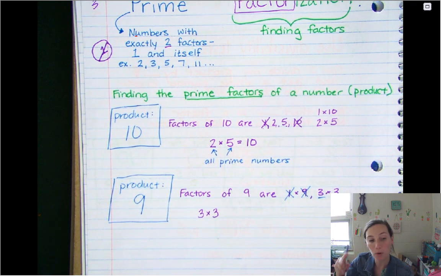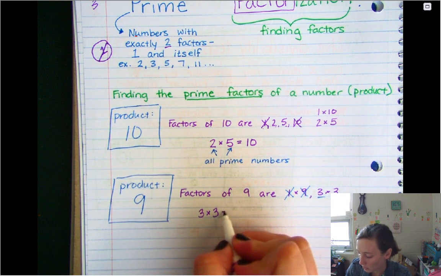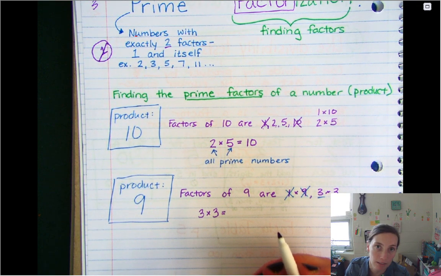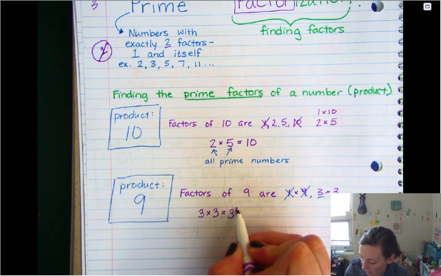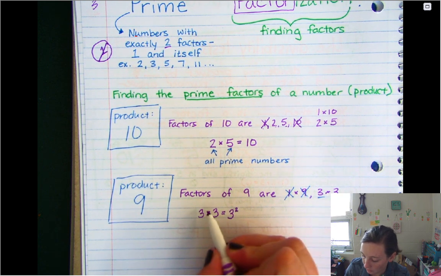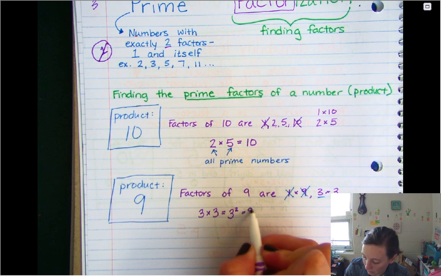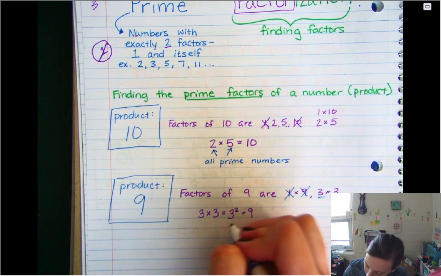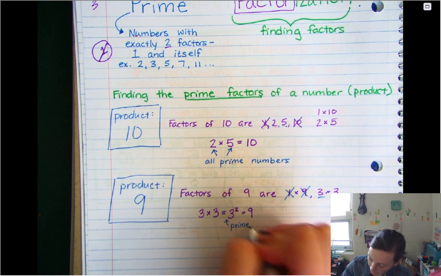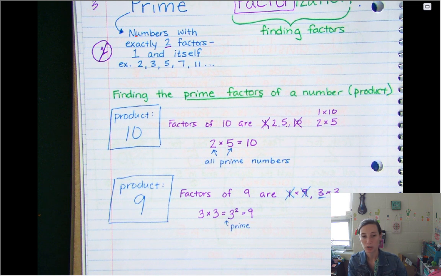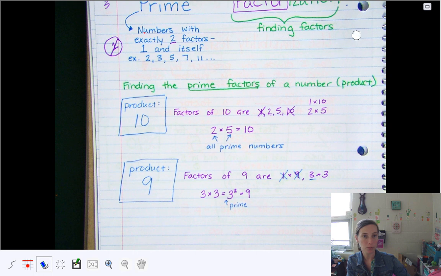But we learned earlier in this chapter, before the quiz, that we have a different way to represent this when we have the same number multiplied by itself. And that's exponents. So 3 to the second power, because I have 2 3s. 3 to the second power is 9. That is the prime factorization of 9. So I'm going to have you try a few of these, and then we will go from there on another strategy.